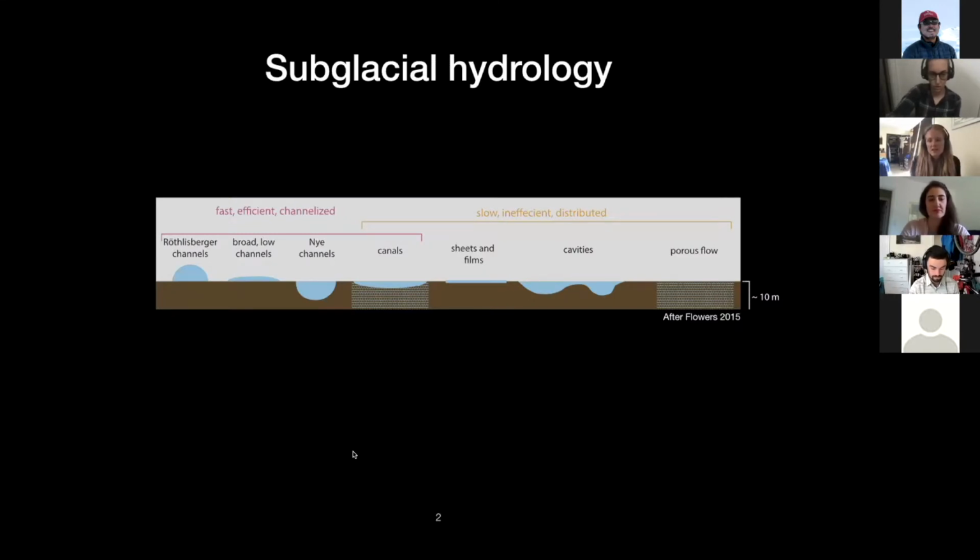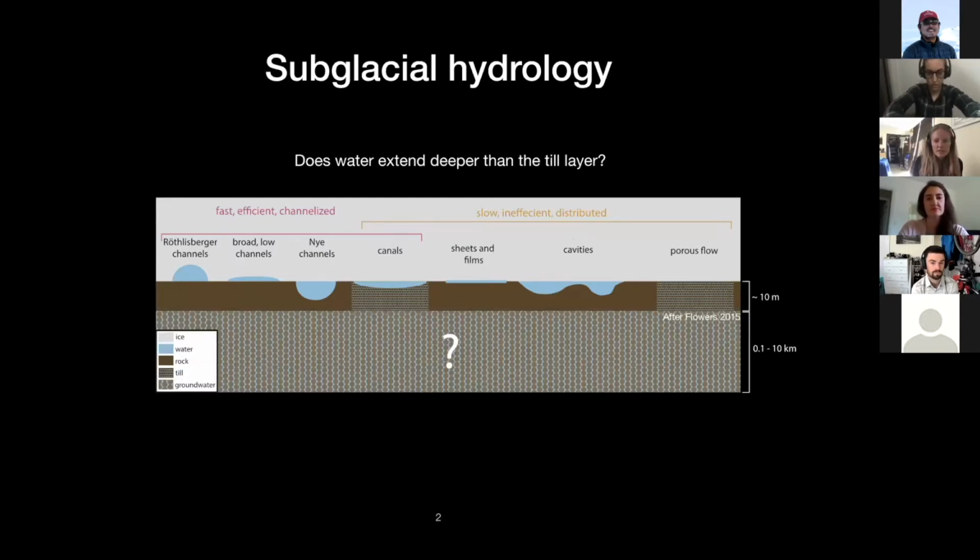So just to start off, this is how we typically think of subglacial hydrology. We have our ice sitting on top of sediment or a till layer, and water can either exist in the form of these channels, either within the ice or the sediment, or we might have porous flow through the till layer. But today I'd really like to pose the question, do we actually have water extending deeper than the till layer in deeper groundwater reservoirs?